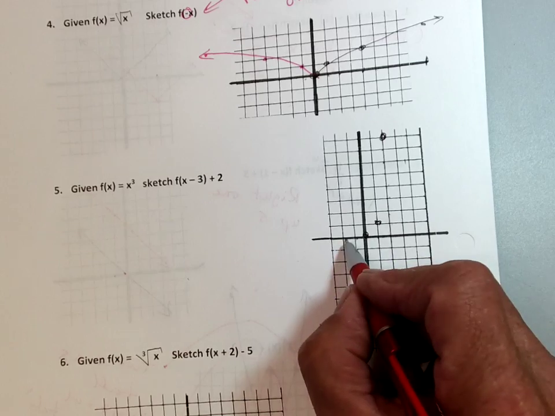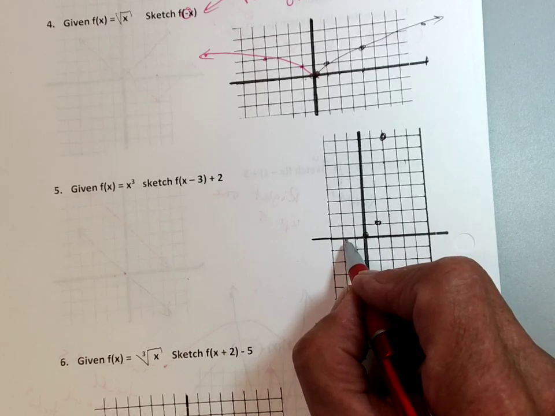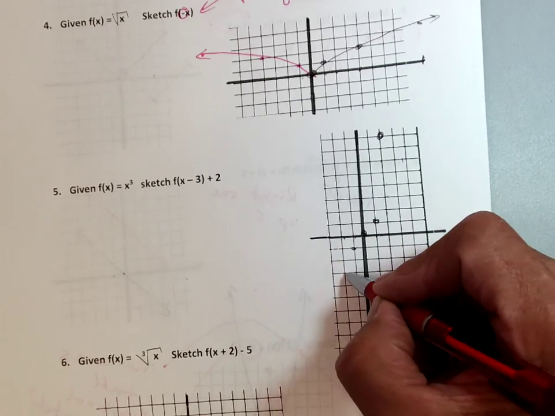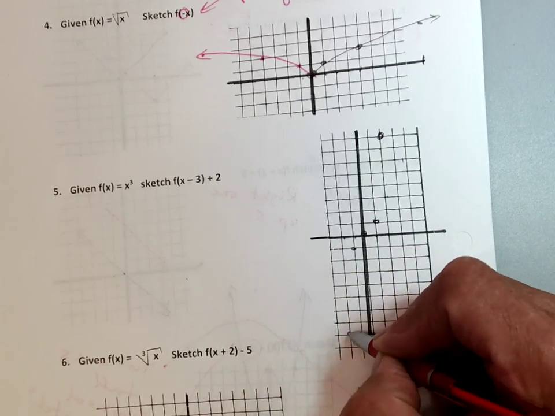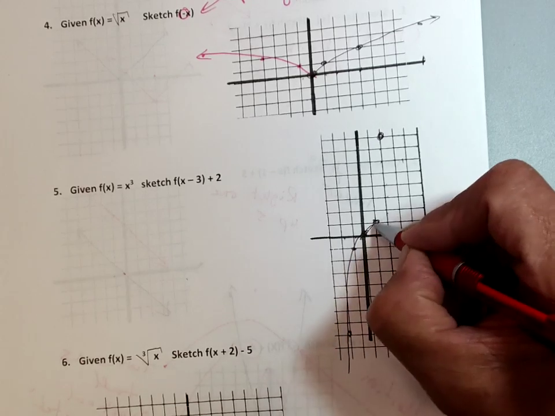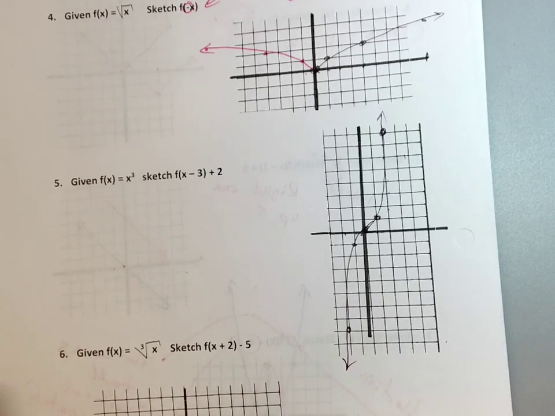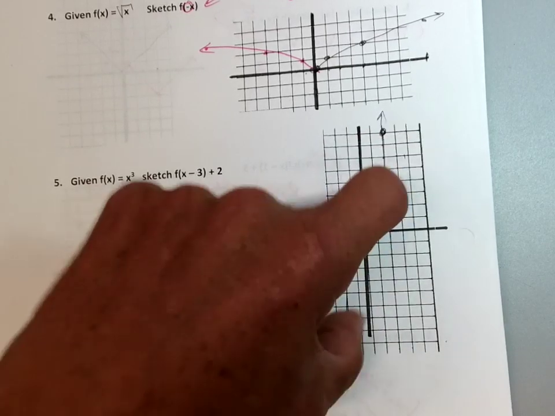Okay, put your pencil right there, negative 2. It's negative 2 times negative 2 times negative 2. Negative 8, right? So I'm going to go 1, 2, 3, 4, 5, 6, 7, 8, okay? So the cubic function, the parent function looks like this, okay? There's my x cubed, okay? Now, what are we going to do? We're going to move this graph.